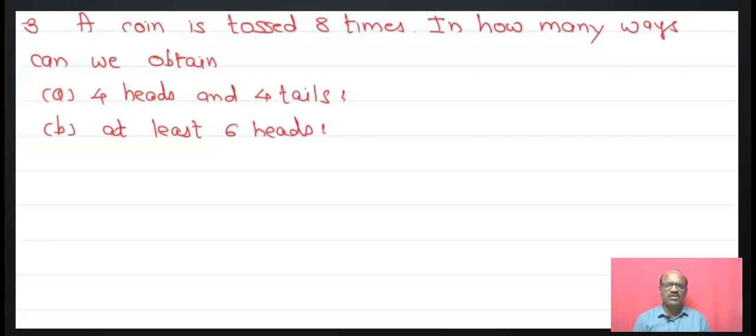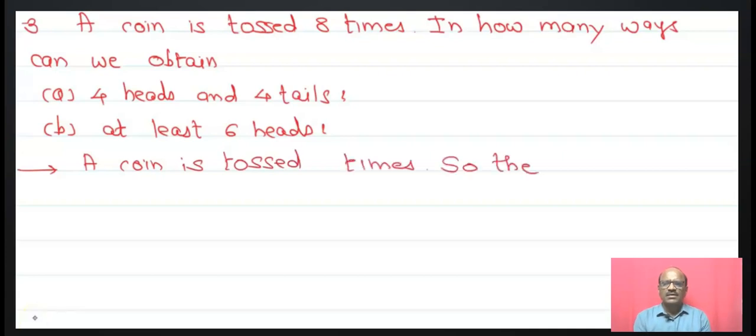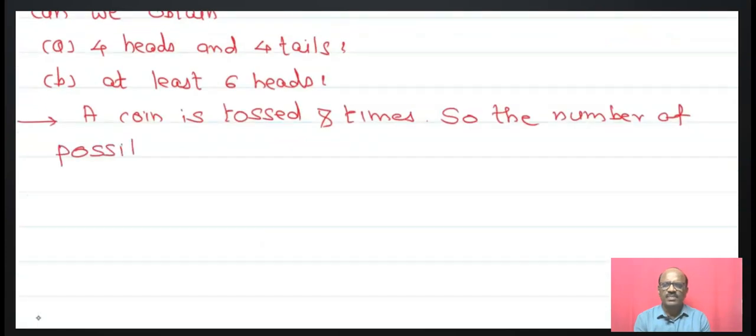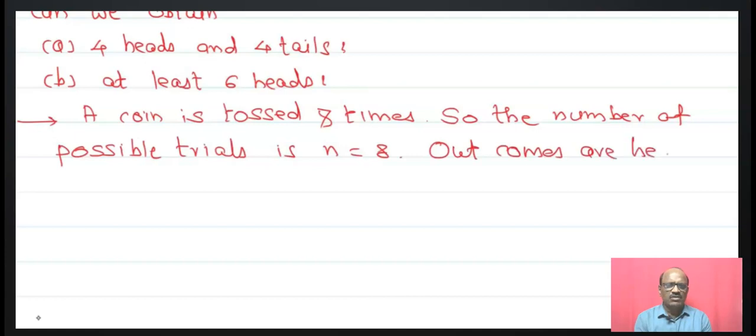Now the next question: a coin is tossed 8 times. In how many ways can we obtain 4 heads and 4 tails? At least 6 heads. A coin is tossed 8 times. So, the number of possible tosses is n is equals to 8. Now what will be the head or the tail?